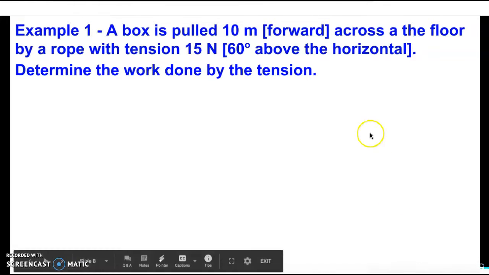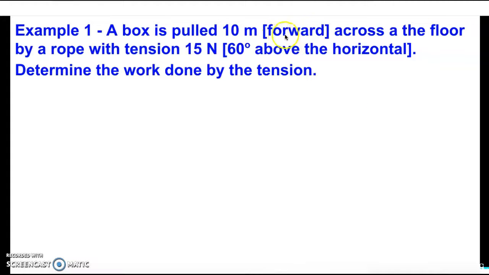So to solve this, the first thing I would do is draw the two vectors tail to tail. So I would draw a vector for displacement forward, and then tail to tail to that I would draw a second vector that's 60 degrees to that vector, just like this. So this is the direction of the displacement. I just drew it horizontally, and then this would be the direction of the force. It says it's 60 degrees above the horizontal, and I drew the tails together.